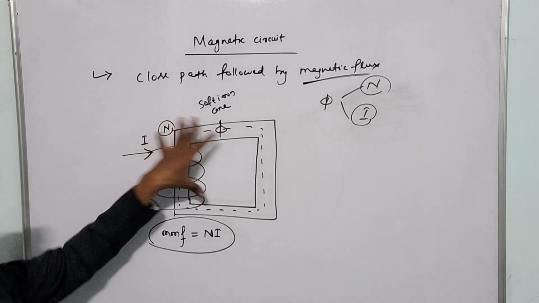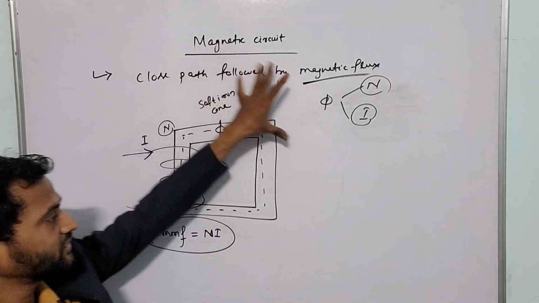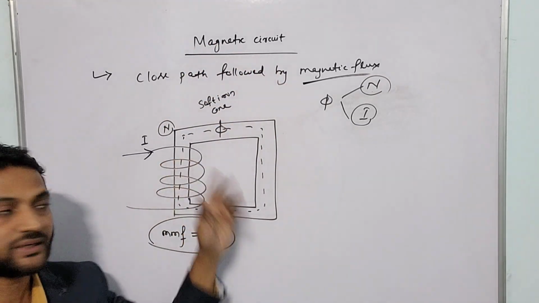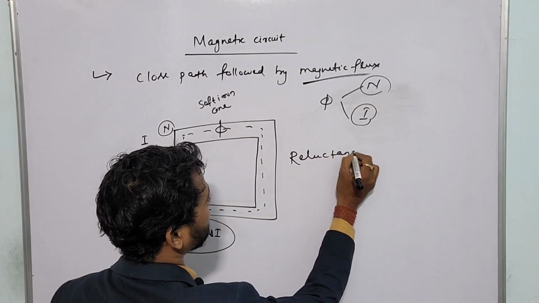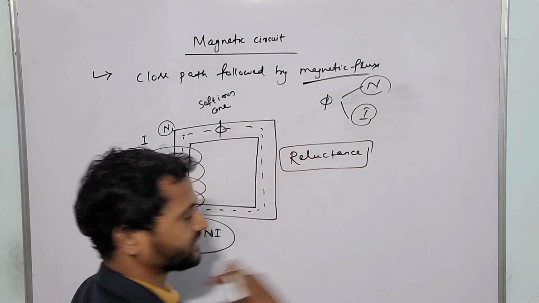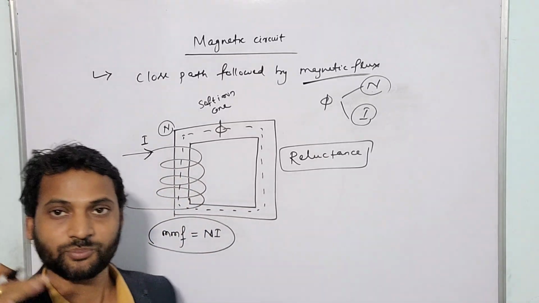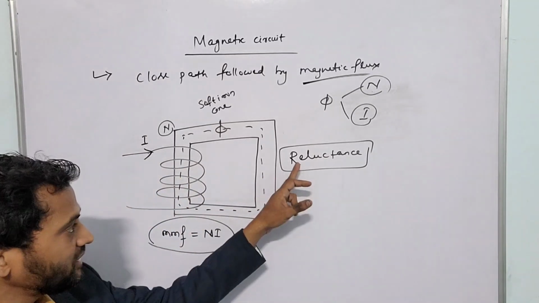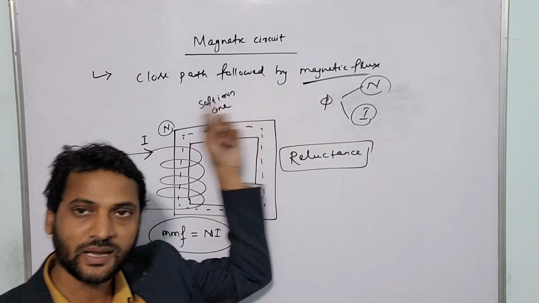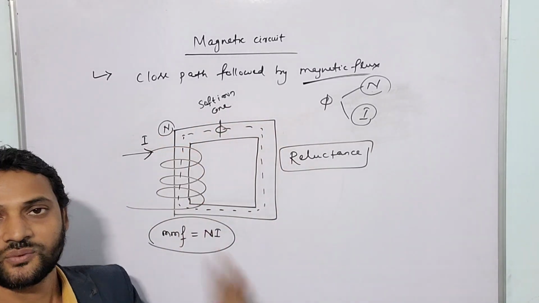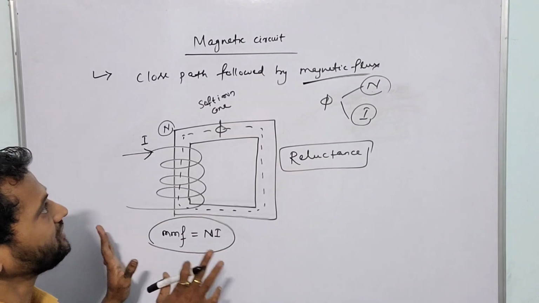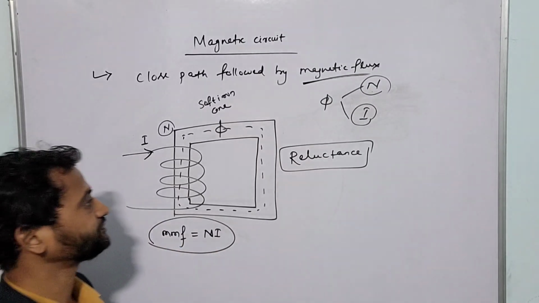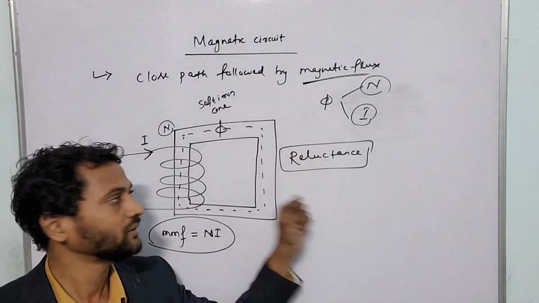The property of the core, or of the magnetic circuit, which opposes the magnetic flux is called reluctance. Like resistance. What is resistance? It is a kind of obstacle, a kind of opposition which opposes the flow of current. Similarly, reluctance is a kind of opposition in the magnetic circuit which opposes the flow of magnetic flux. So that is the basic definition of magnetic circuit. I hope it is clear. Okay.